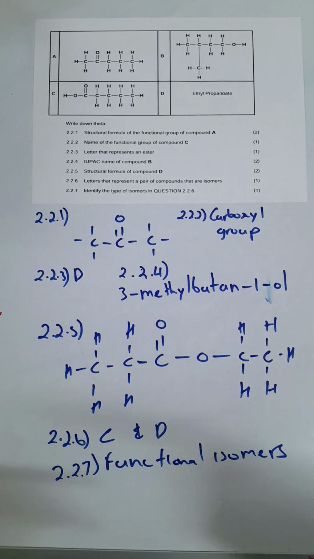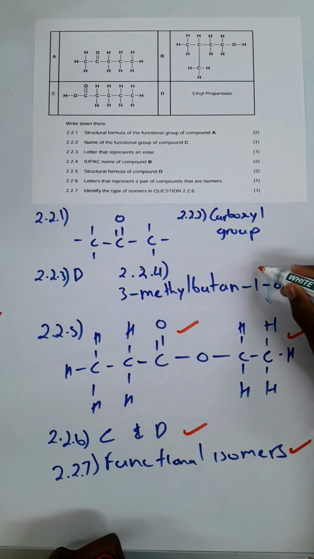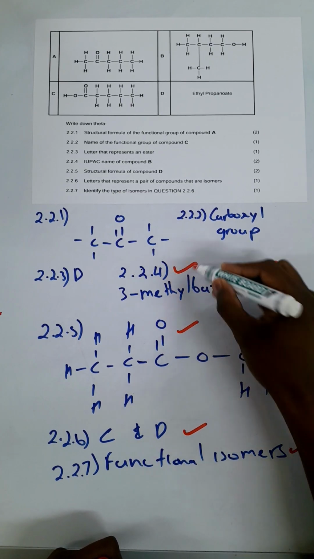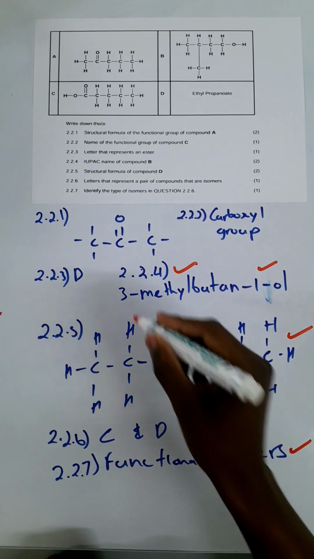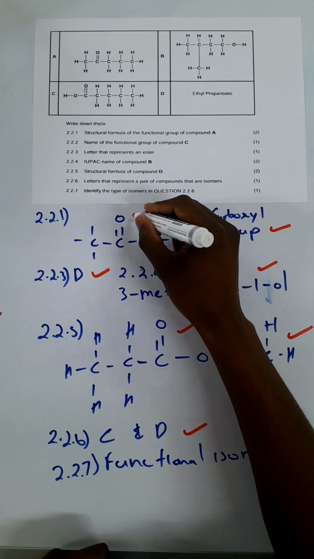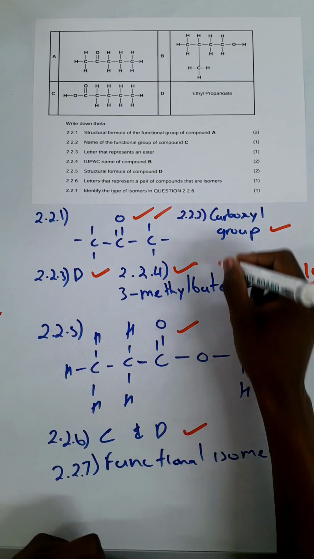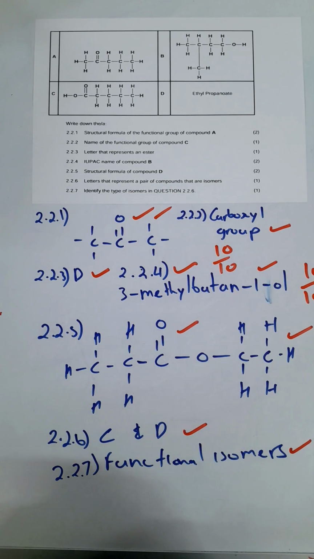All right, and let's see here. That's 1, 2, 3, 4, 5, 6, 7, 8, 9, 10. All right, 10. Okay.